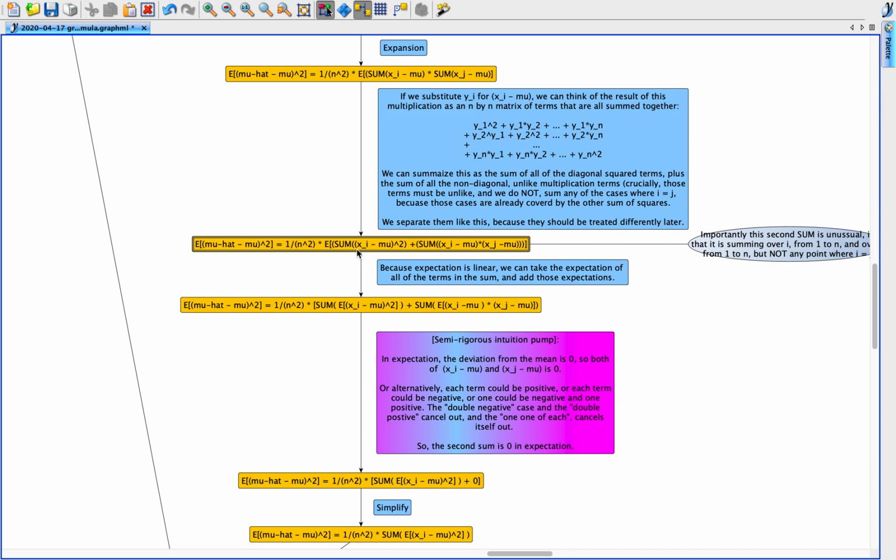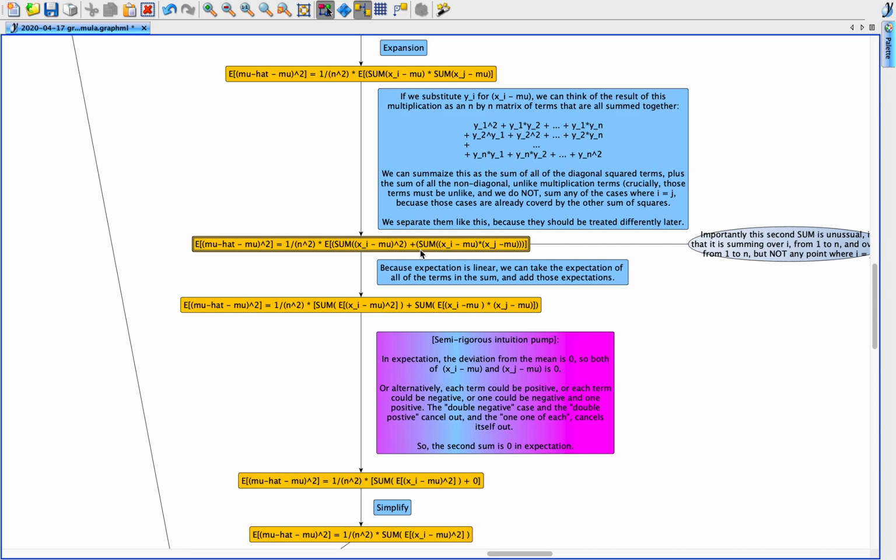The squaring is inside the sum. And that's one term, that's all the diagonals. And then separately, we want to have the sum of i going from 1 to n, and j going from 1 to n, where i does not equal j. We're factoring out where i does not equal j because that's already covered by this term, and we're just multiplying those together. So that's all of the other non-diagonal terms.